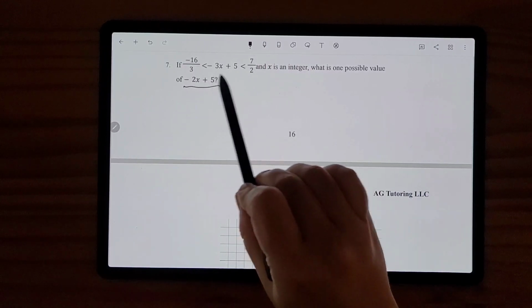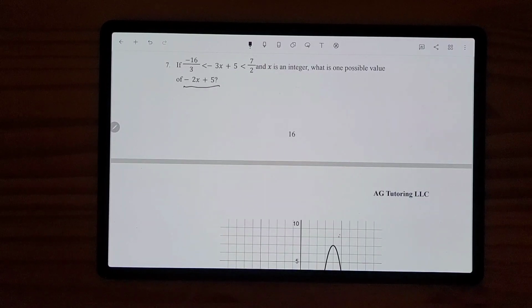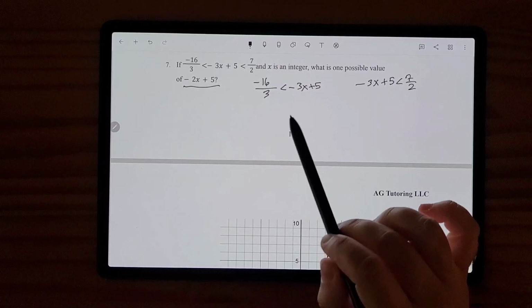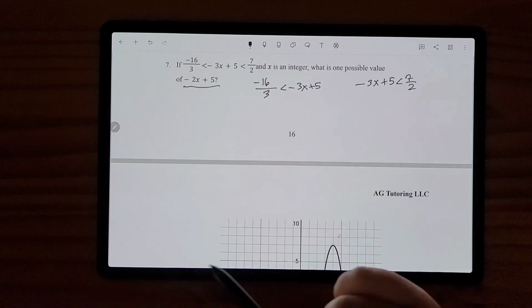So I'm going to separate this inequality into 2 separate parts, like this. And now I'm going to solve each of these inequalities to figure out my possible X values. Let's start with the one on the left. I have to get X by itself, just like I do with equations. Inequalities are the same thing as equations, except there's one extra rule: if you divide or multiply by a negative value, you have to flip the sign in the other direction.